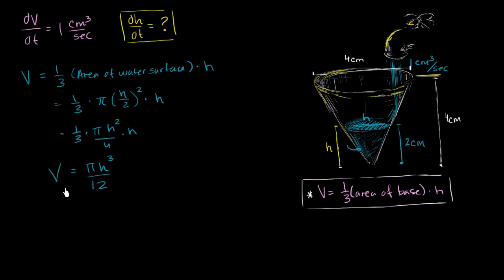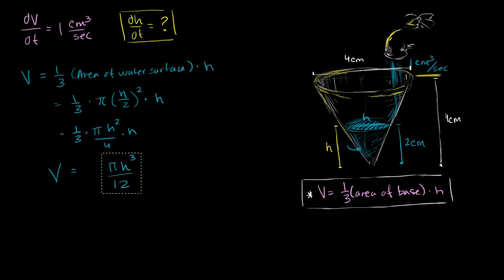Now what we want to do is relate how fast the volume is changing with respect to time, and how fast the height is changing with respect to time. Since we care so much about what's happening with respect to time, let's take the derivative of both sides of this equation with respect to time. And just so I have enough space to do that, let me move this over to the right a little bit.